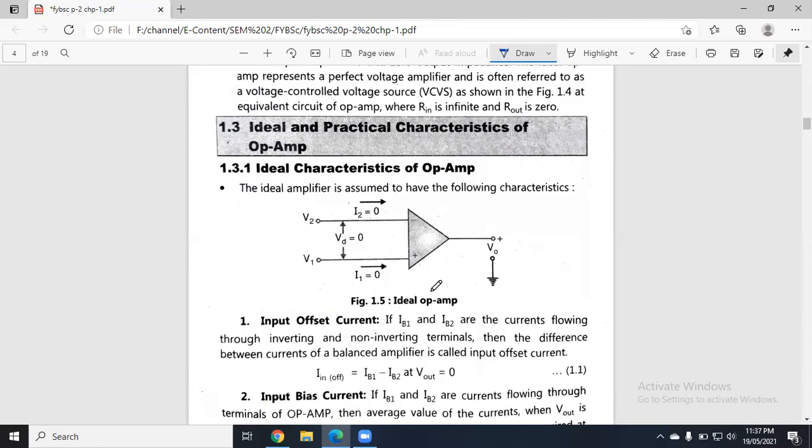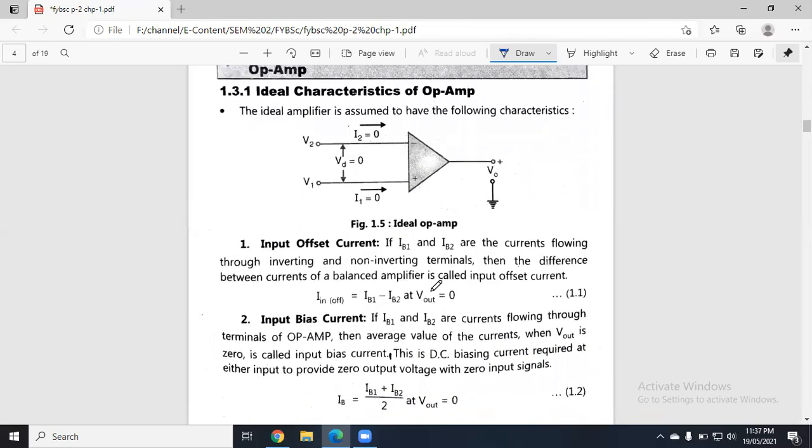The first is your input offset current. Okay, see this diagram. This is the op amp, inverting terminal, non-inverting terminal. Always remember, negative means inverting, positive means non-inverting. Correct? So IB1 and IB2 are the currents flowing through the inverting and non-inverting terminal. IB1 is the current flowing through inverting, and IB2 is the current flowing through non-inverting. Then the difference between currents of a balanced amplifier is called the input offset current. So IB2 minus IB1 is called the input offset current.